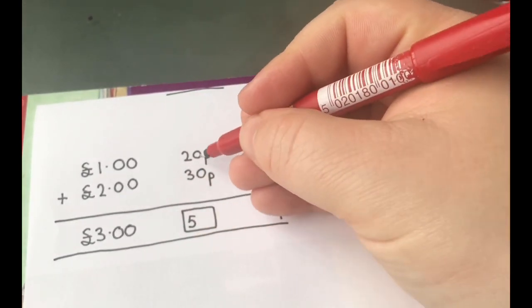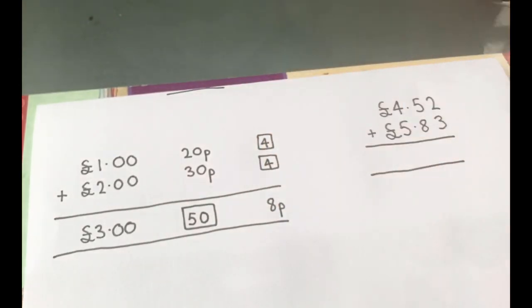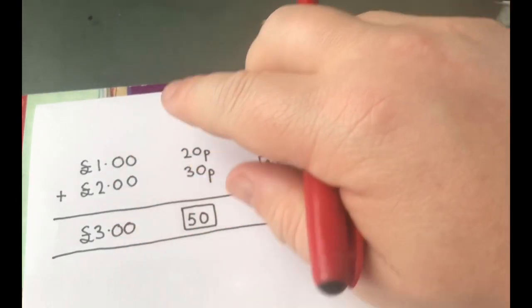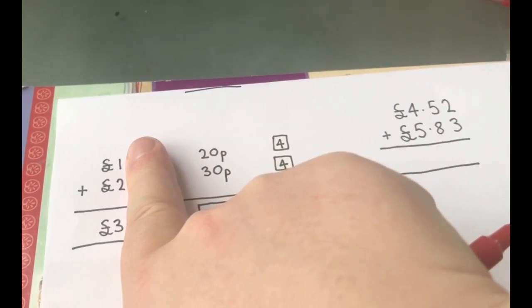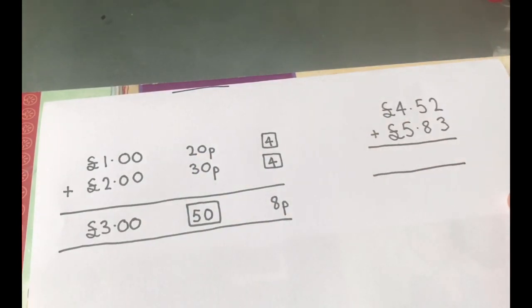And because we didn't use the zeros, we then replace the 0. So 20 add 30 equals 50. And £1 add £2 equals £3. We can check that. 1 add 2 equals 3. And then we replace the zeros. So we know that's correct.